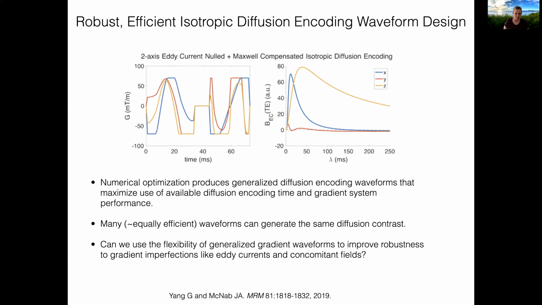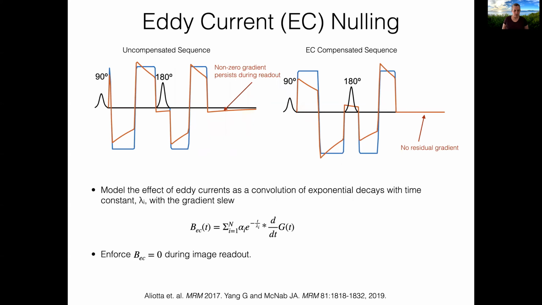Okay, to further go on and look at this robust, efficient isotropic diffusion encoding waveform design, the numerical optimization produces generalized diffusion encoding waveforms that maximize the use of available diffusion encoding time and gradient system performance. Many equally efficient waveforms can generate the same diffusion contrast. And we can really use that flexibility to improve robustness to gradient imperfections like eddy currents and concomitant fields. And so that's where we thought we'd try to do some optimizations for this type of encoding.